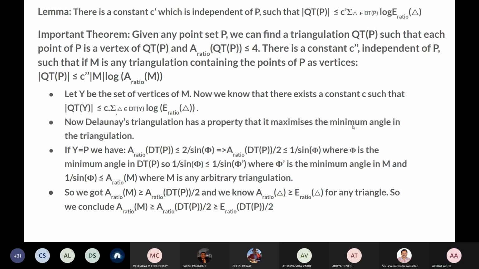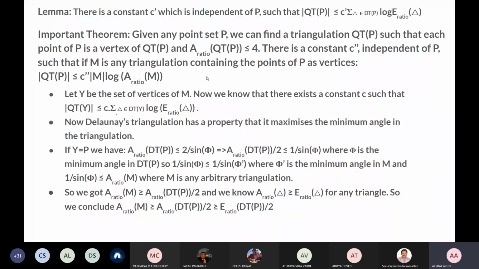So the important theorem is stated as: given any point set P, we can find a triangulation QT of P such that each point of P is a vertex of QT of P and the aspect ratio of QT of P is bounded by 4, and there exists a constant C double prime independent of P such that if M is any arbitrary triangulation containing the points of P as vertices, then the following equation, that is, the size of QT of P is bounded by C double prime times the size of M times log of the aspect ratio of M, is true.